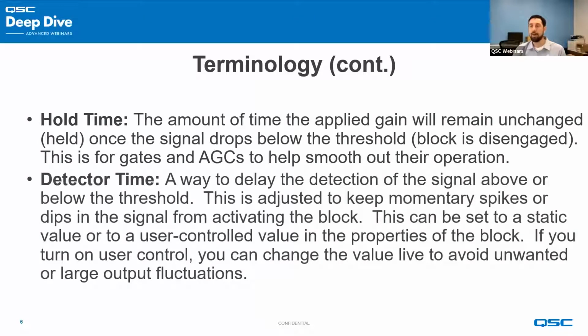Detector time. This is a way to delay the detection of the signal above or below the threshold. This is if you want to slow down what's going on, and you want to keep momentary spikes or dips in the signal from activating the block. This can be set as a static value in the properties when you first set up the block, or it can be set to a user-controlled value inside the block once it's running. If you turn on the user-controlled, then you can actually change it live and really help dial it in. I generally recommend turning on user control, but I will show you how that works.